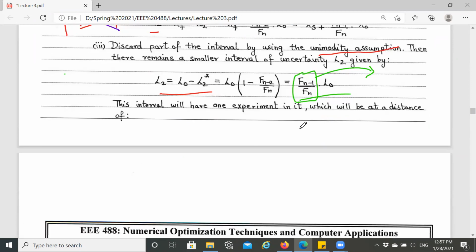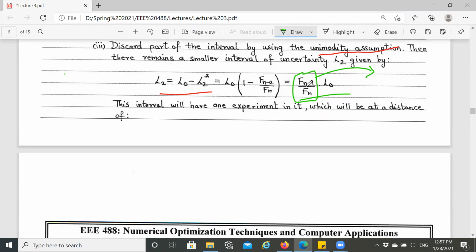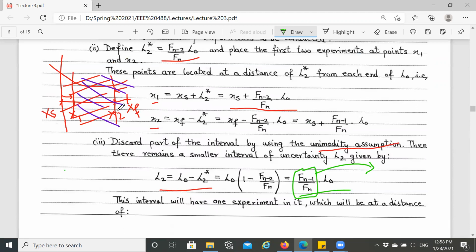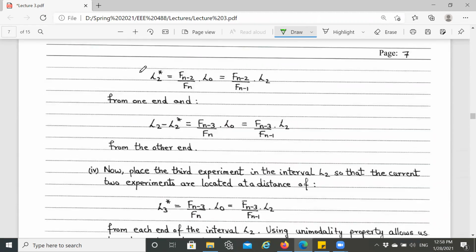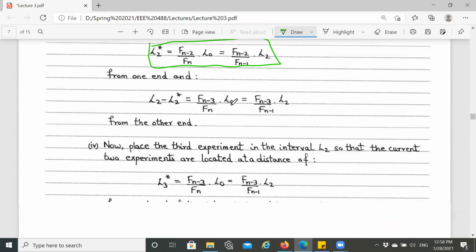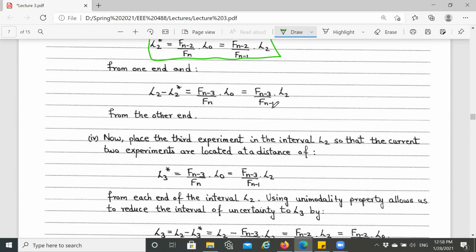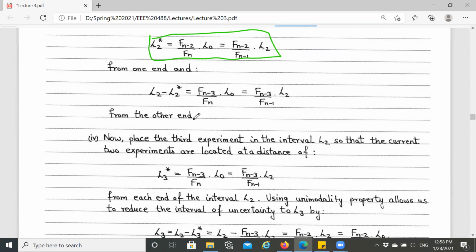Okay, so for L2, you would have Fn minus 1, Fn, L naught. And in this, you would have one experiment. You would either have x1 or x2 within this interval. So basically what you have to do is, again, well, we saw this. Okay, so now you find your L2.